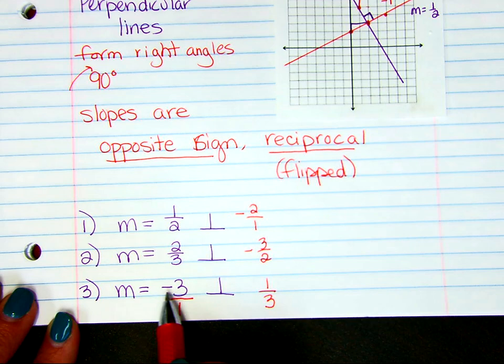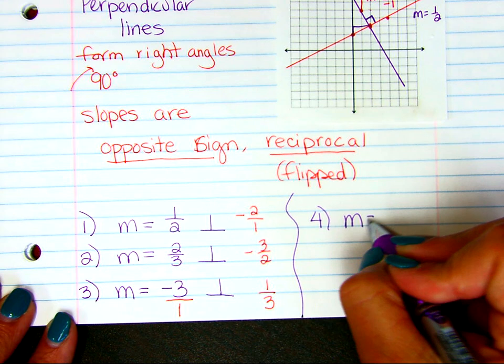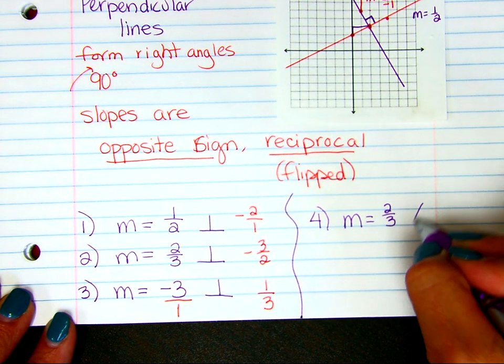Now for this one, hopefully you remember that you can always have a 1 on the bottom. So I'm going to flip it, which gives me 1/3. This was negative, so this is going to be positive.